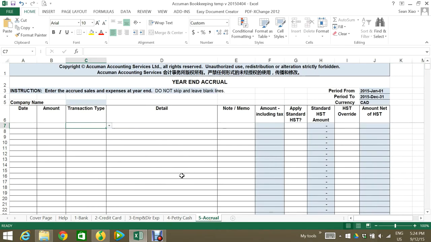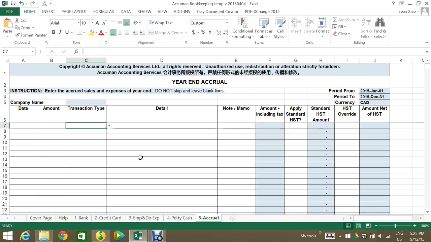And then the accrual, that's usually for the year end. For all those business transactions that have already legally happened, but not financially settled. That means the payment has not been made, or the payment has not been received. So you enter all those accruals here. So we can consider that for the year-end closing.